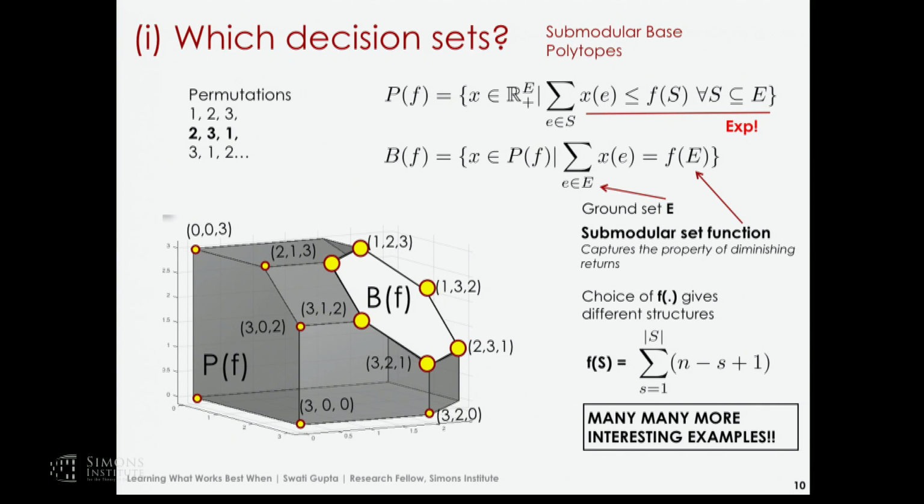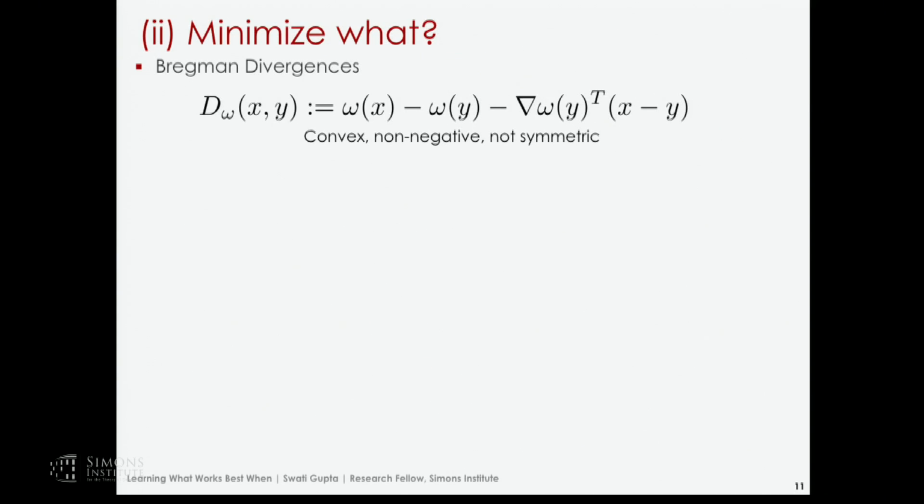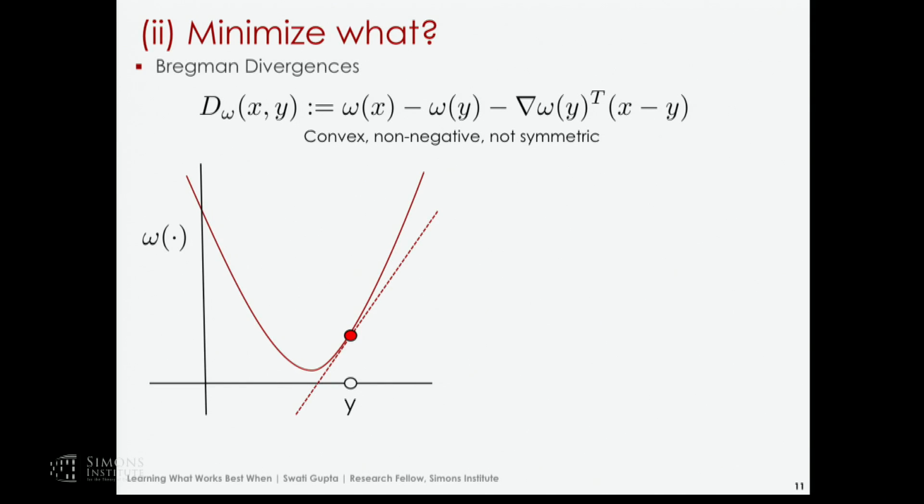Okay. So now let's look at what the convex functions we are minimizing are. We are going to minimize what are known as Bregman divergences. And to understand what this expression is, let's look at a convex function omega. This is called the distance generating function, or the mirror map, in all of these first-order projection-based methods. And what this is saying is, what's the gap between omega of x, which is a convex function, minus the first-order Taylor approximation at y.